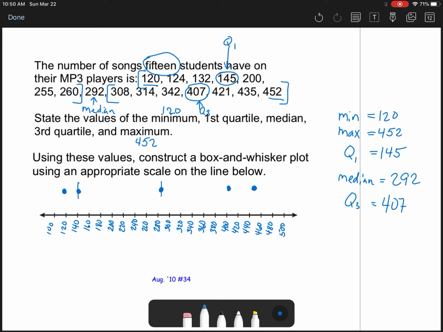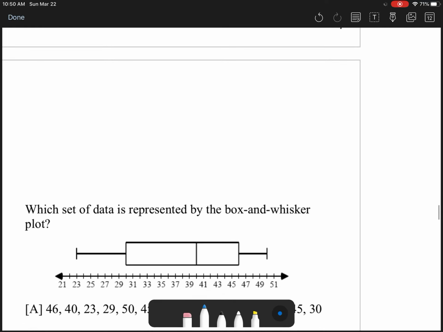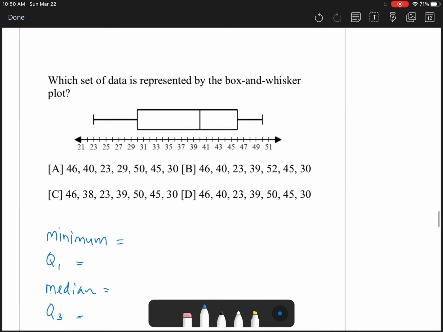Okay, I'm going to put vertical lines going through the first quartile, median, and third quartile. I'm going to connect them, making a box. And then I'm going to extend my lines, which are my whiskers, out to the minimum value and maximum value. And there we have our box and whisker plot. Okay, let's take a look at the next question now. Somebody's ready for a nap.